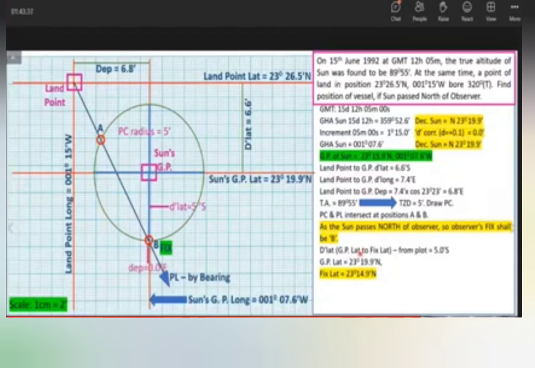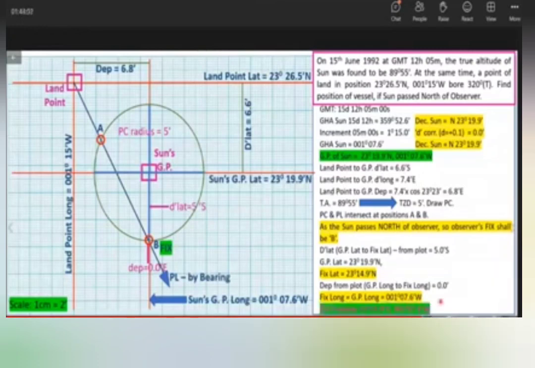What do we see about the departure? The fix lies on the meridian of Sun's GP, so departure from there is 0, therefore D long is also 0, and therefore the fix long is same as the longitude of the GP of the Sun, which is 001 degrees 07.6 minutes west, and therefore now the coordinates of the fix are 23 degrees 14.9 minutes north, 001 degrees 07.6 minutes west.